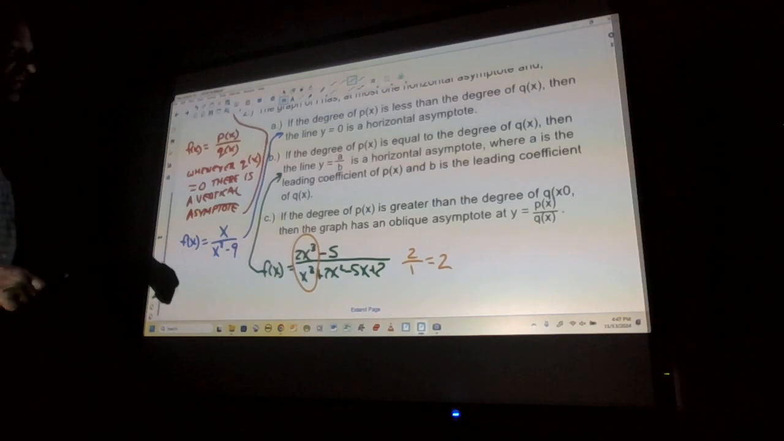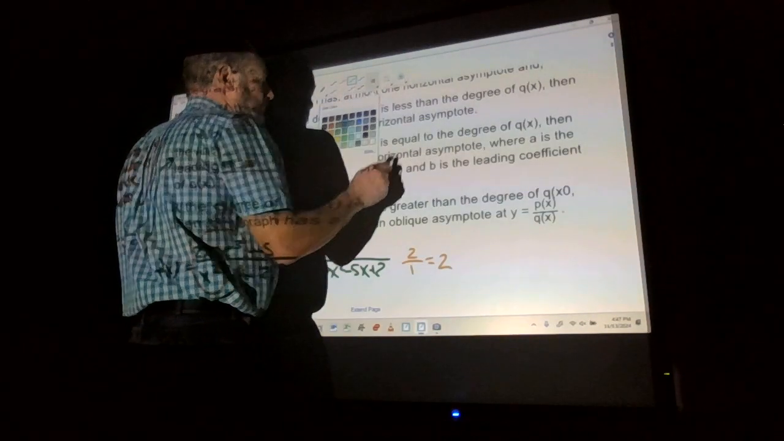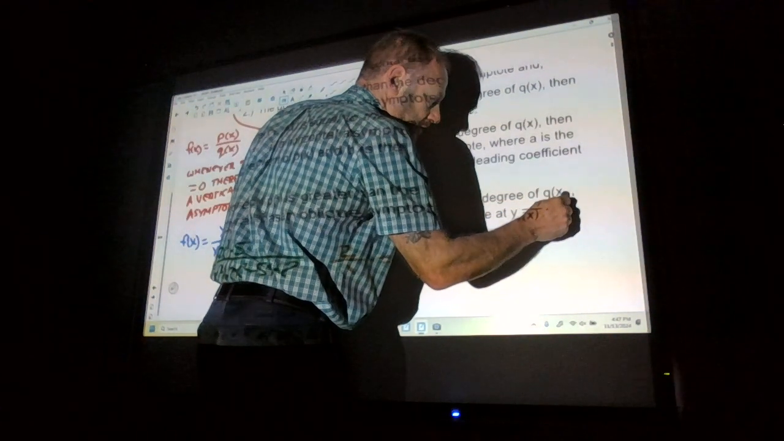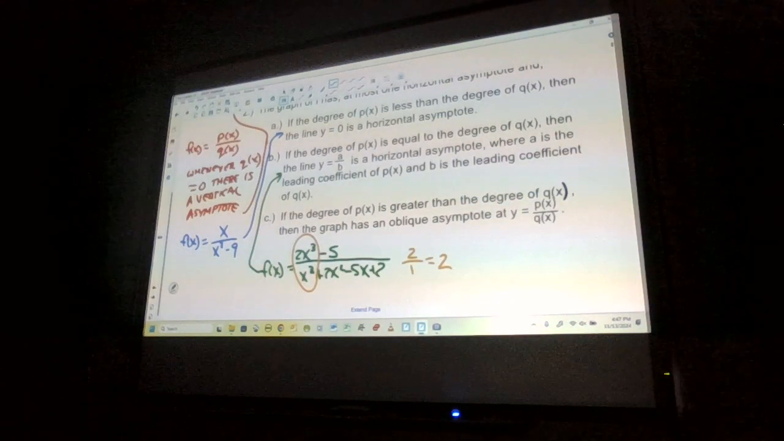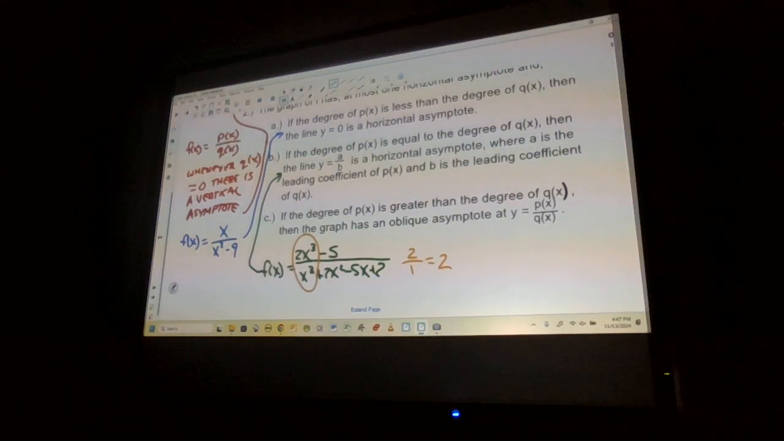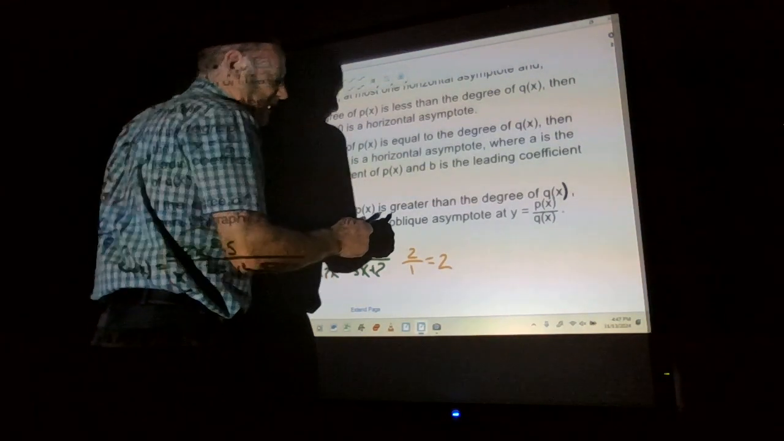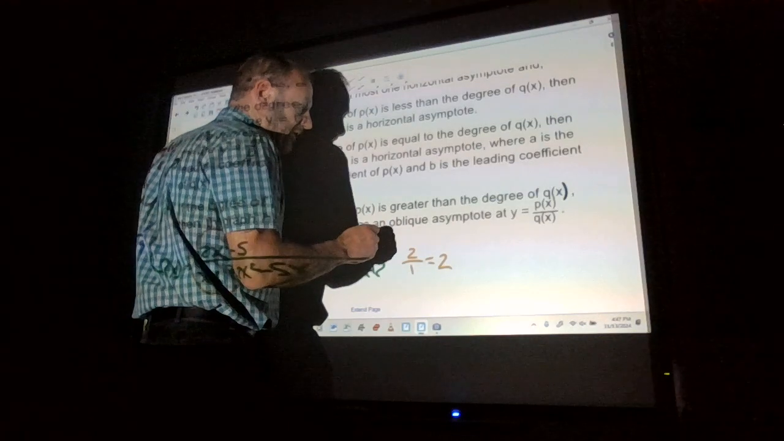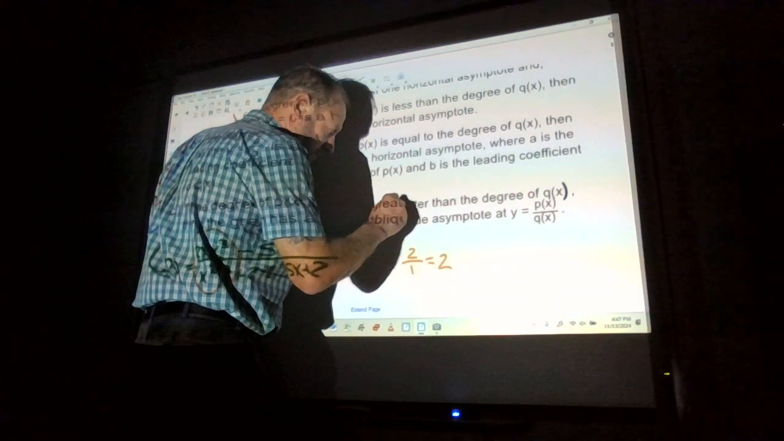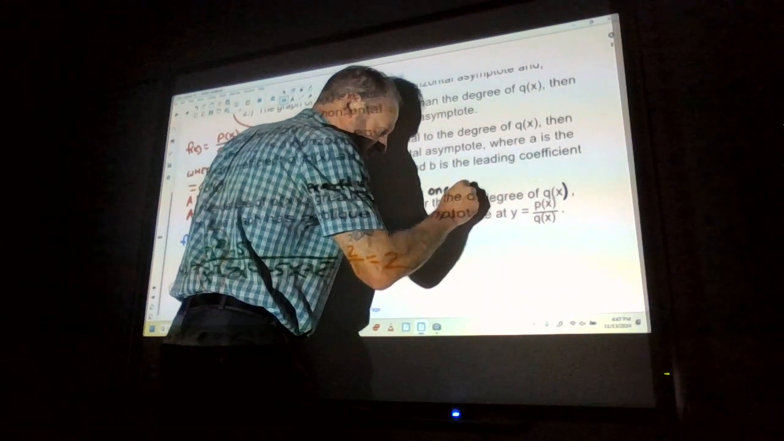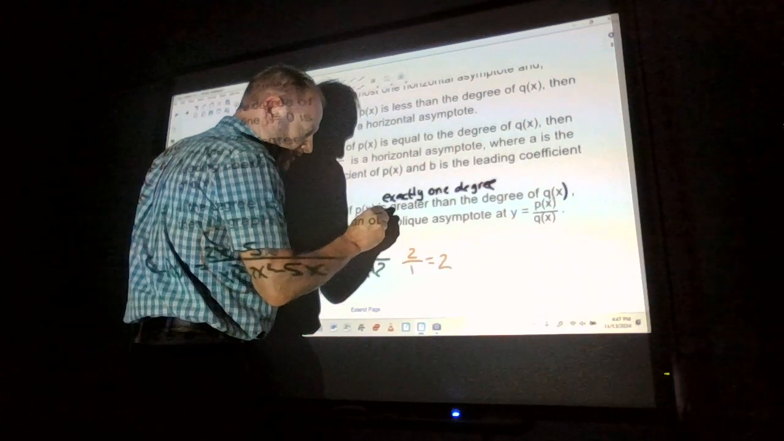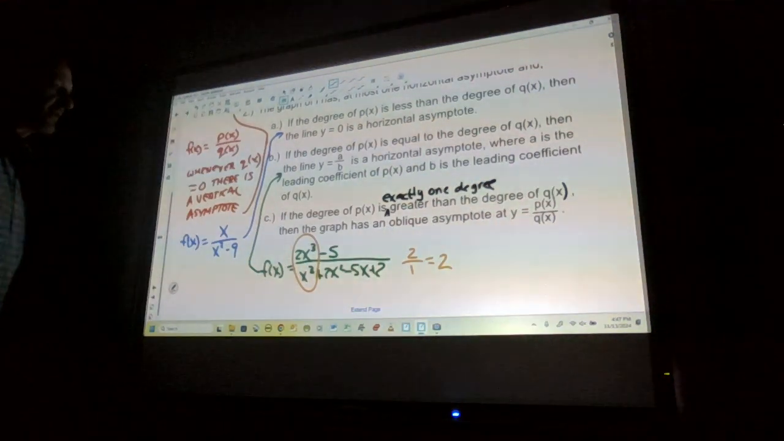All right. If the degree of p of x is greater than the degree of q of x, whoops, that's supposed to be a closed parenthesis right there. Okay. If the degree of p of x is greater than the degree of q of x, then the graph has an oblique asymptote. Okay, so careful, because this is not exactly right. If the degree of p of x is exactly 1 degree higher, sorry for the typo here, so this should go here, then the graph has an oblique asymptote.